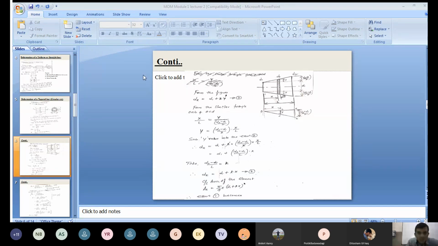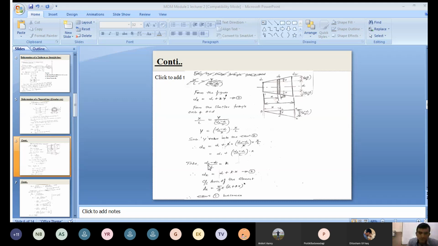In equation 2, d suffix x, the diameter of the element, is equal to d1 plus 2 times the y value, which is (d2 minus d1) divided by 2 into x by L. Now the 2 gets cancelled. If you simplify, finally we get d1 plus (d2 minus d1) divided by L into x. Each time writing this term d2 minus d1 by L is lengthy and time consuming.